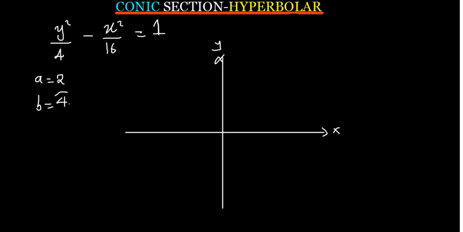Now, since this 4 has come from something that was under x, that would be along the x. So let's say this is a positive 4 and this is a negative 4. And then the 2 has come from something that was under y, so we're going to have positive 2 and negative 2. So what we do is draw more like a rectangle.